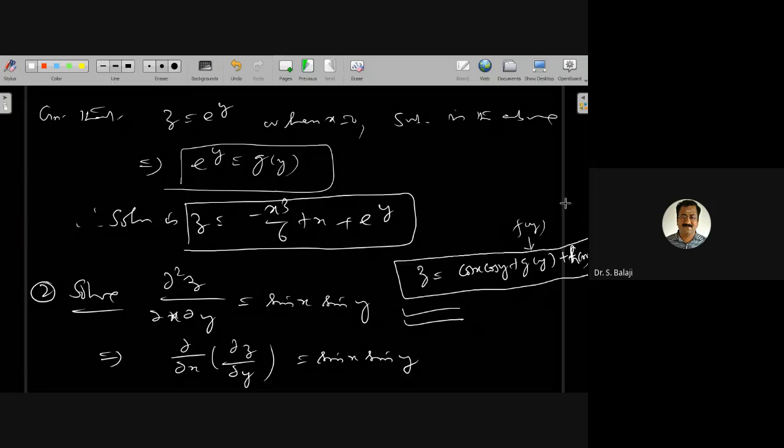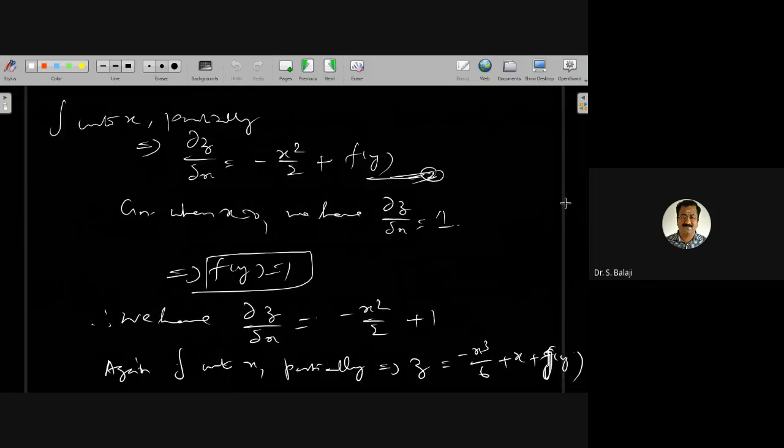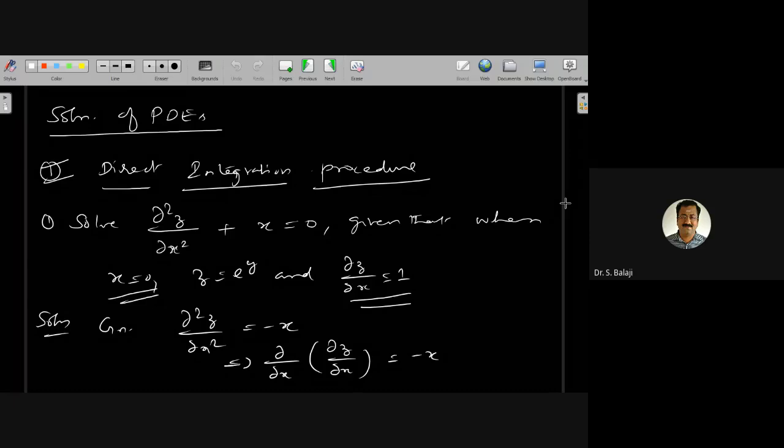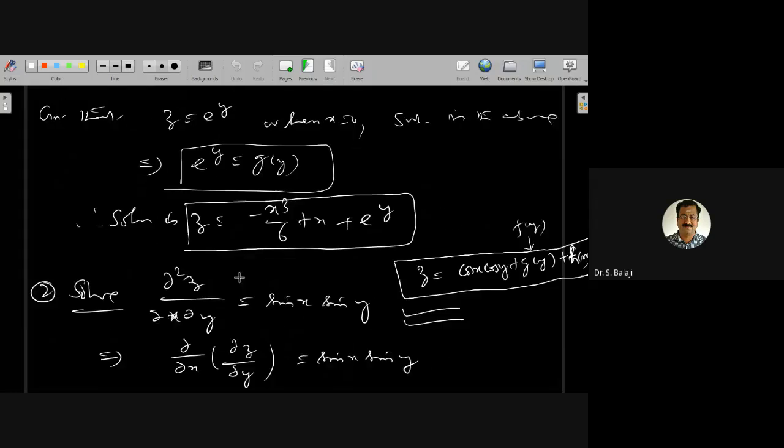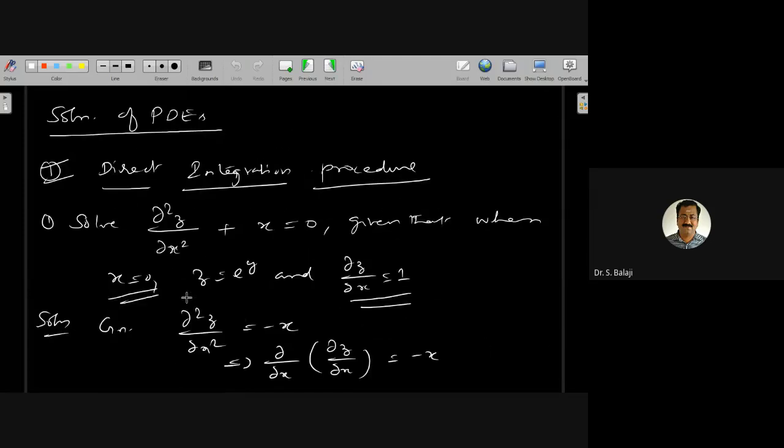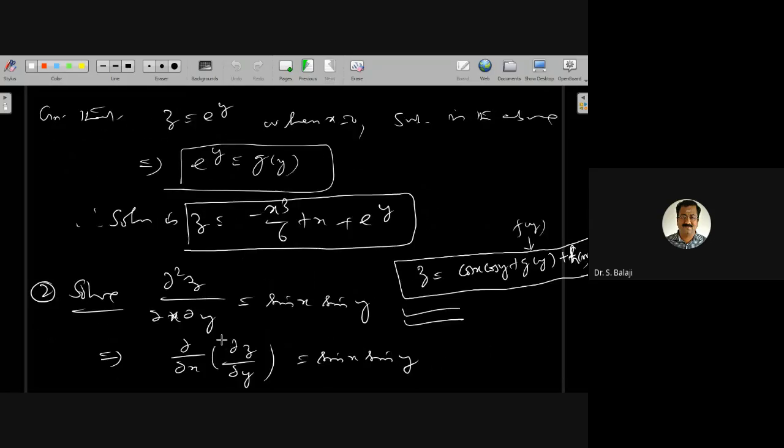Okay. Now, what type of partial differential equations can be solved by direct integration? You see that in the first problem, only one derivative is present, and the remaining things are a function. And here also only one derivative is present. It's a chain derivative that you can use.